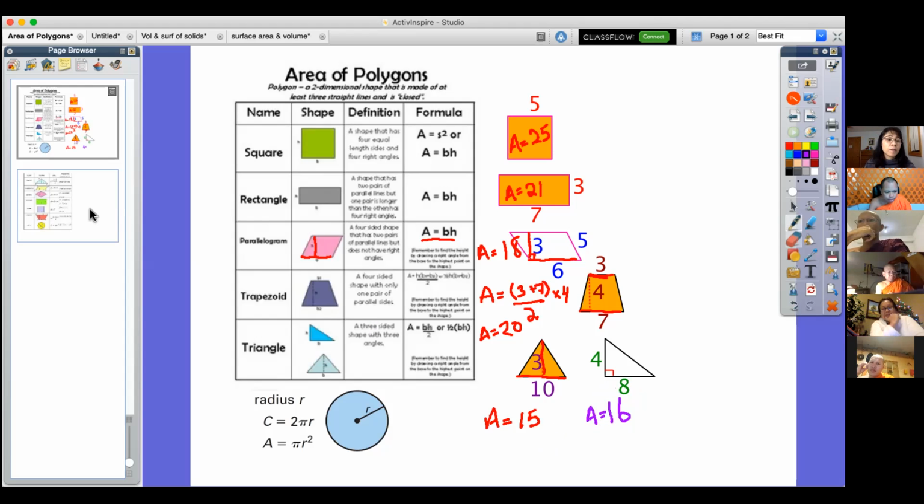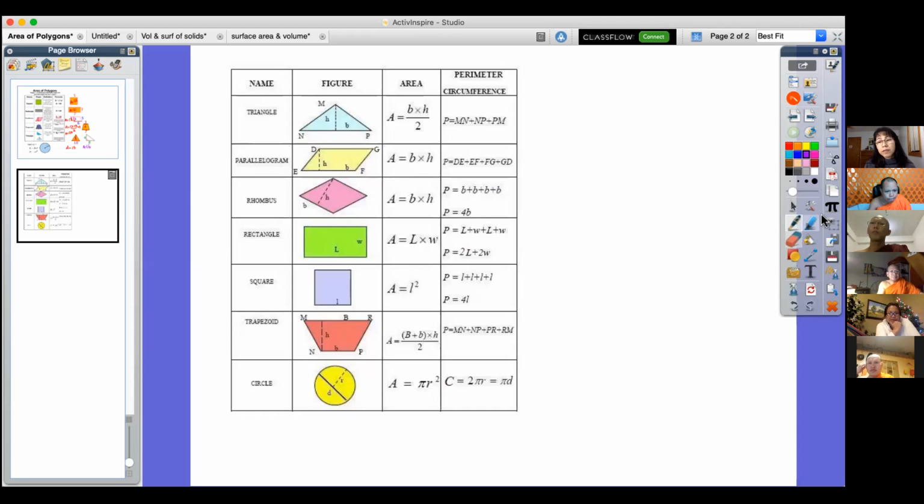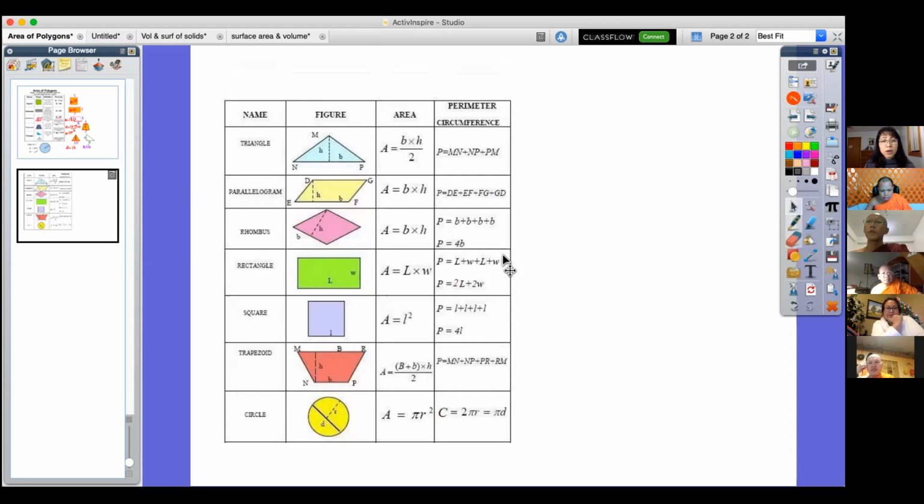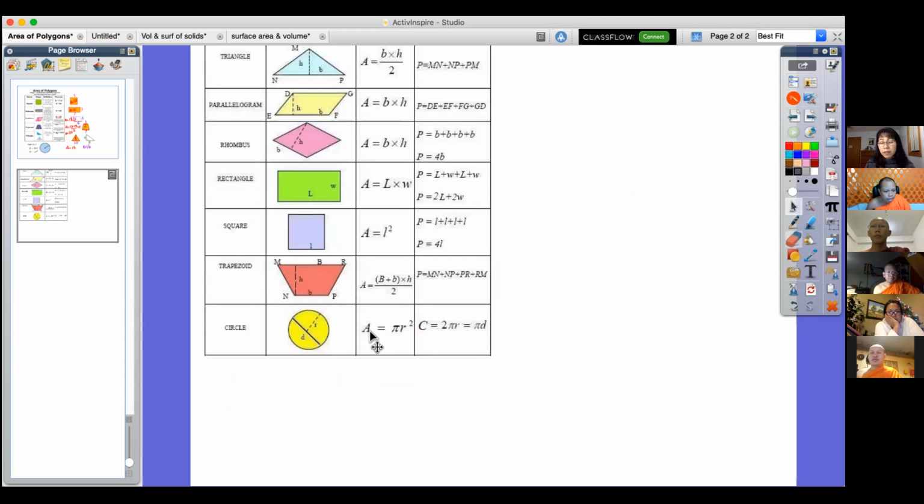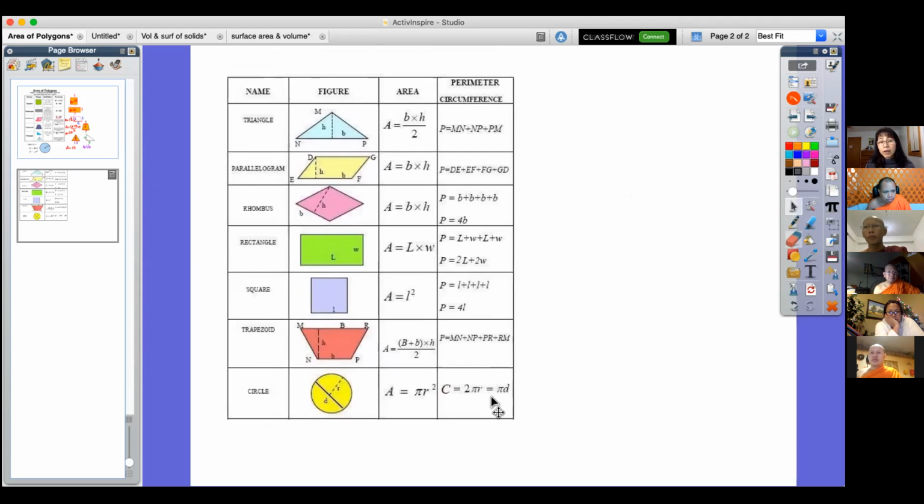Okay, so this is a cleaner version. Please know the area of a triangle. Please know the area of a parallelogram. You know it's a parallelogram shape. We're not going to do rhombus yet. You know the rectangle, the square, the trapezoid, and you know the area of a circle. The area of a circle is pi r squared. The distance around the circle is 2 pi r. We will get there.